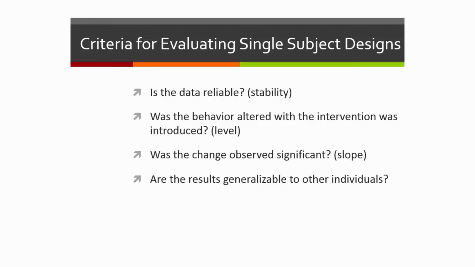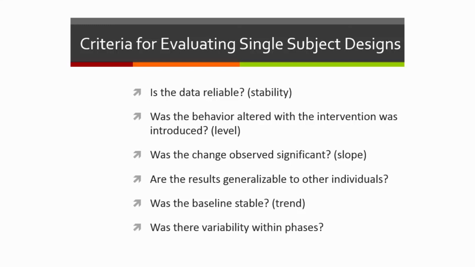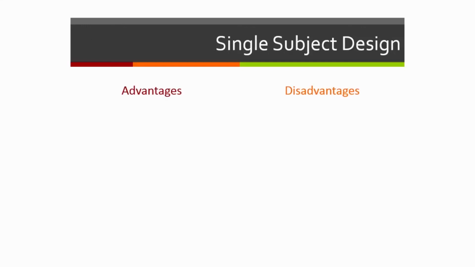And again, that's going to be tough. That's going to be dependent upon the uniqueness of your subject. Was the baseline stable? Well, we can look at some trend and we can kind of tell what's going on there. And was the variability within phases? So when there is variability between phases, then something probably happened. We don't like to have variability in our baseline, though. We like to have it nice and stable.